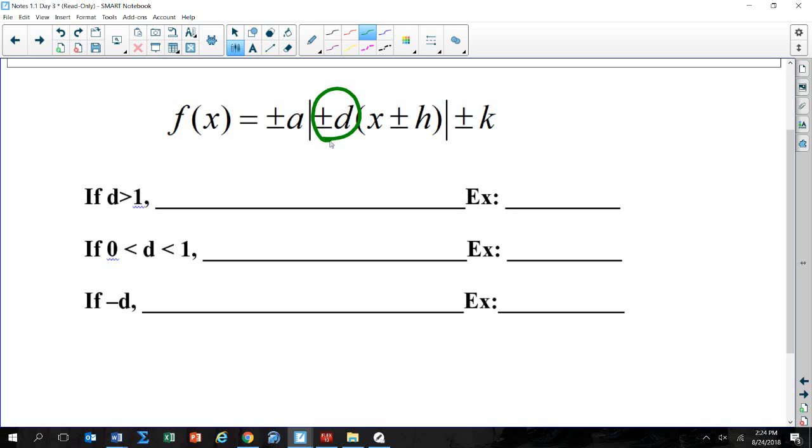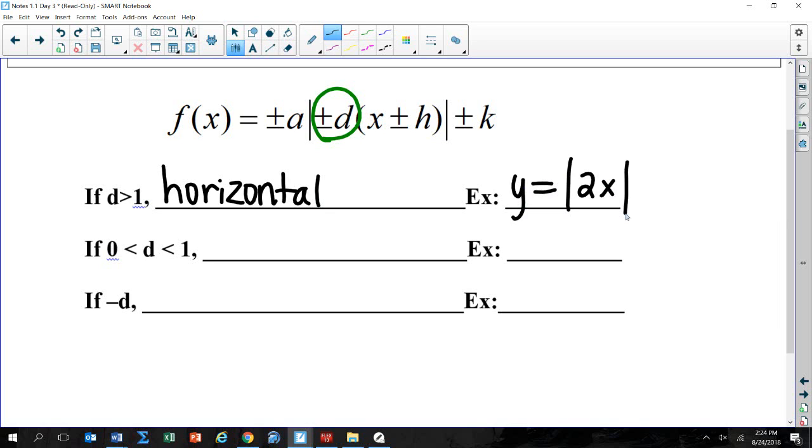That's the only thing that's different. So we talked about if D is bigger than 1, that's going to be a horizontal, bless you, a horizontal what? If we've got something like y equals absolute value of 2x, is it a stretch or a shrink? It's opposite of what you think. It's a shrink. Remember, horizontal is weird. It's always opposite of what you think. Okay, so that's going to be a horizontal shrink. Another example might be y equals absolute value of 2 times x plus 1. This would be a left 1 shift and a horizontal shrink.